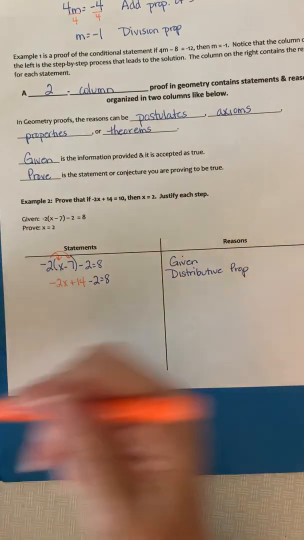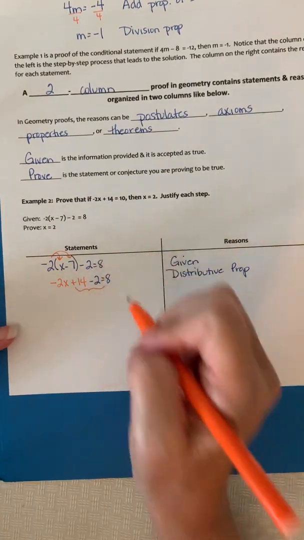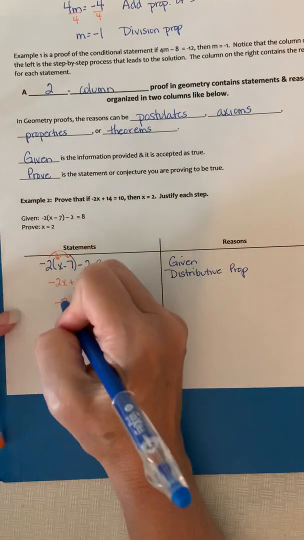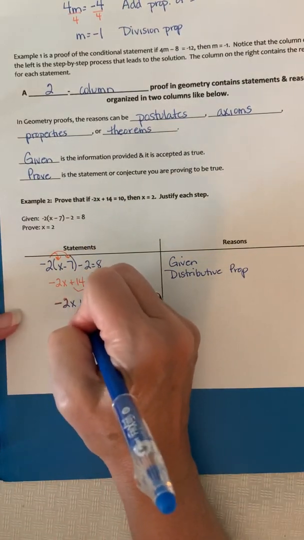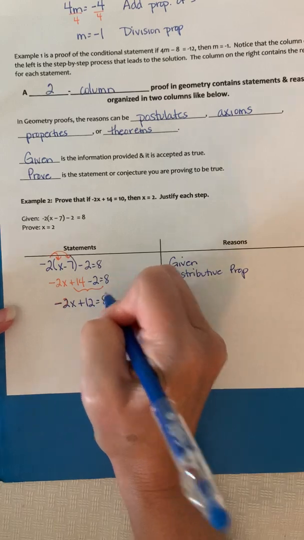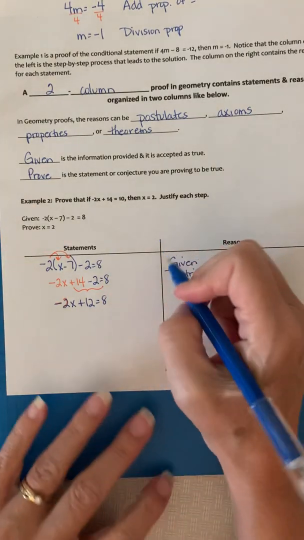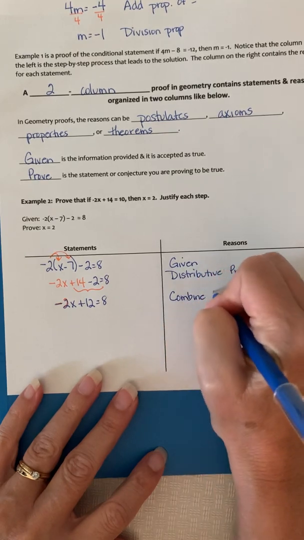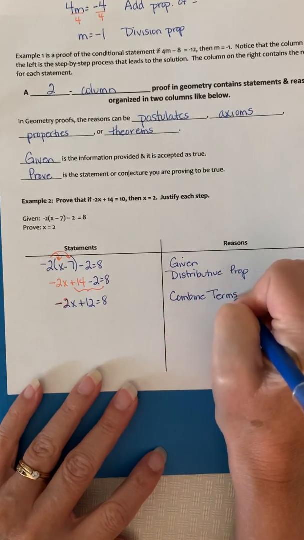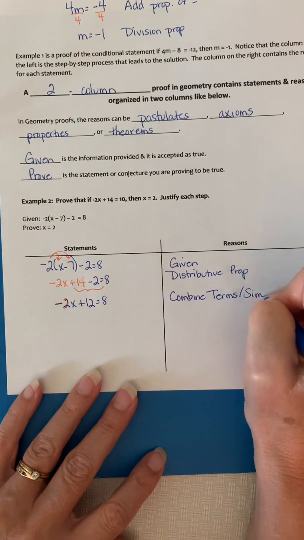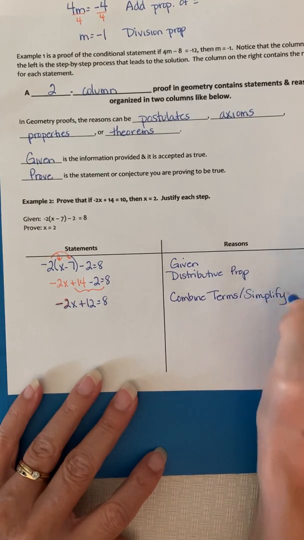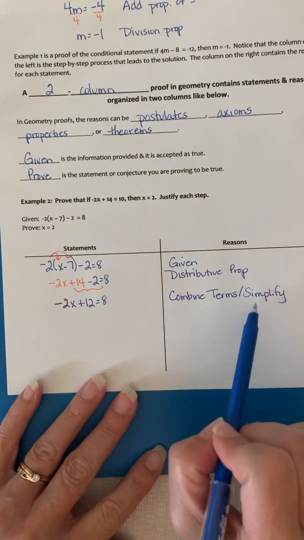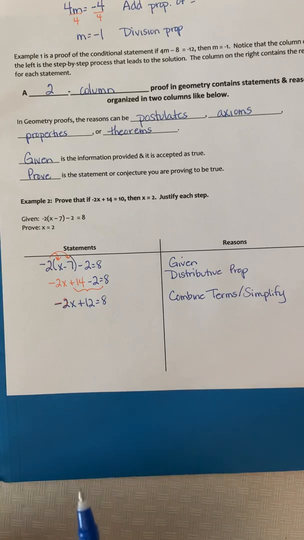Looking at this, the next thing you would do is simplify, or combine these terms. So we'd have negative 2x plus 12 equals 8. And we combined like terms. Some places you will see simplify. So if you wrote simplify, I would accept that too. Now, I would not accept you combining these two steps and saying simplify. You can only do one type of thing per step.